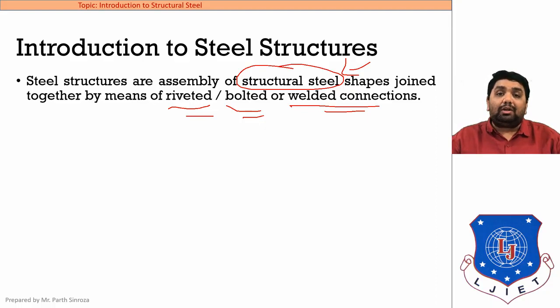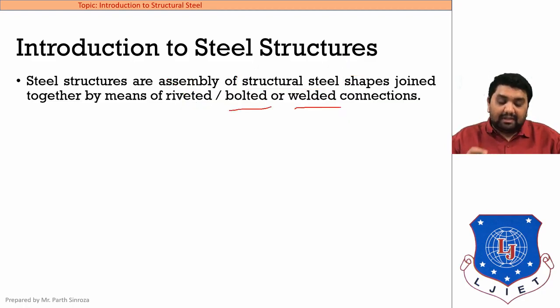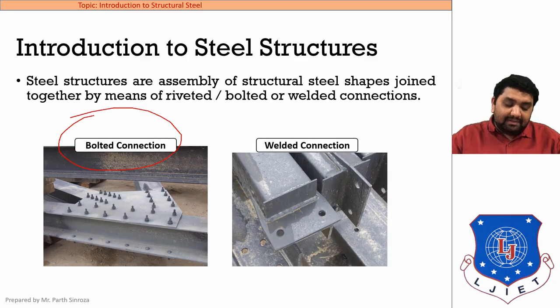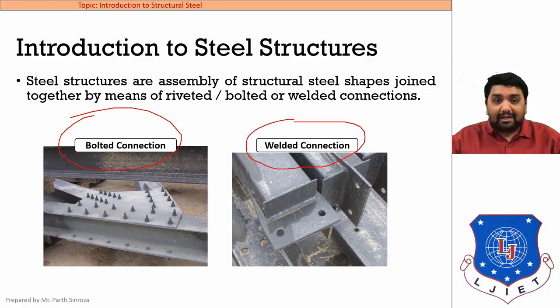How can we join or connect? We can use three methods: the first is riveting, the second is using bolts, and the third is welding. In our syllabus, riveting is not included, so we will be dealing with bolting and welding. What do you mean exactly by a bolted connection and a welded connection? In the figure, the left hand side is a bolted connection and the right hand side is a welded connection.